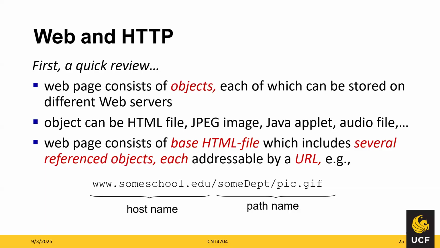So when you go to a page, you have the home page, about us, or contact us. Those are other objects. Pictures are also objects. Videos are also objects. Each of those referenced objects is retrieved separately by the browser. A URL, we know, contains, in this example, two parts. We have the host name, www.someschool.edu, and this is the path name that leads to the GIF. So this is an object.